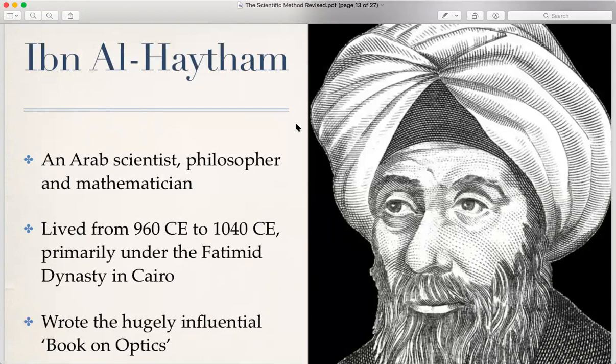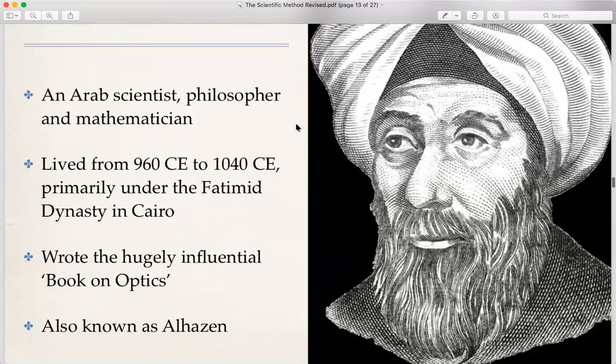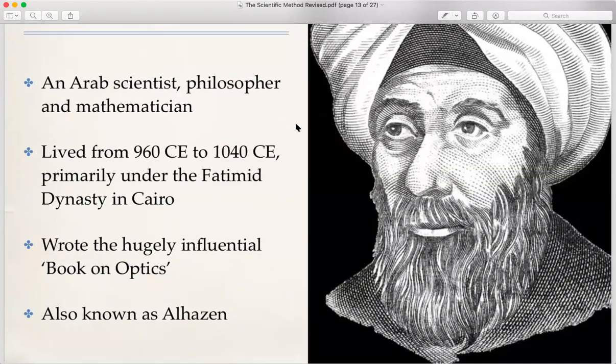But so this man lived specifically under the Fatimid dynasty in Cairo, and he wrote a lot of influential books, but probably his most famous one was on optics and light.